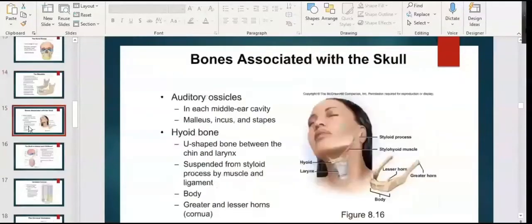Right here, we have the hyoid bone. The hyoid bone is located in our neck. The hyoid bone also has parts. This is going to be the body. This part right here is going to be called the greater horn. And this one right here is going to be called the lesser horn.